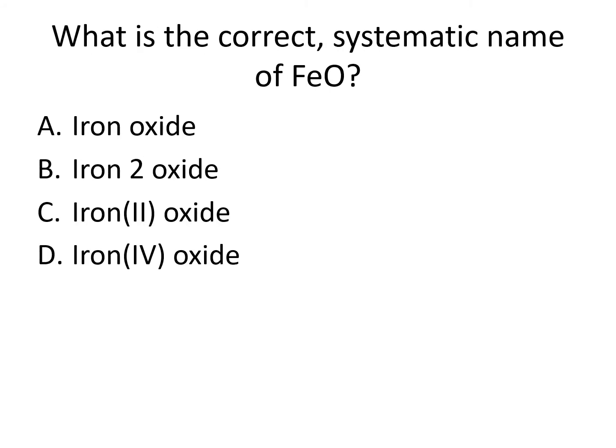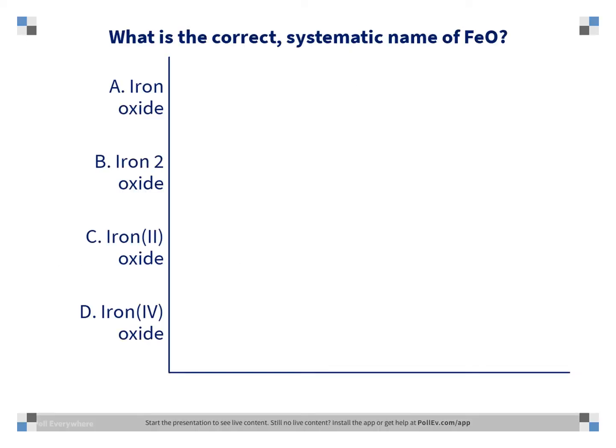What is the correct systematic name for FeO? Is it A, iron oxide, B, iron(I) oxide, C, iron(II) oxide, or D, iron(IV) oxide? The correct answer is C, iron(II) oxide.